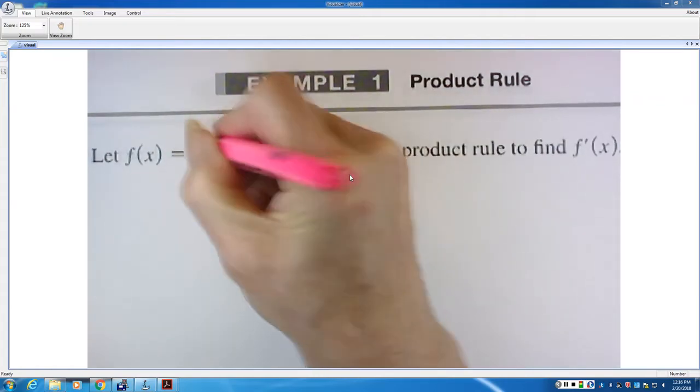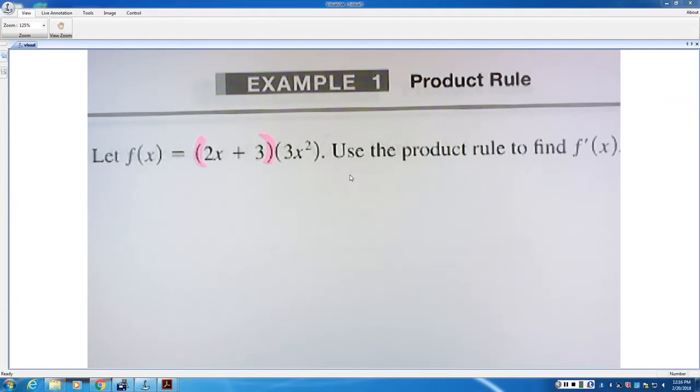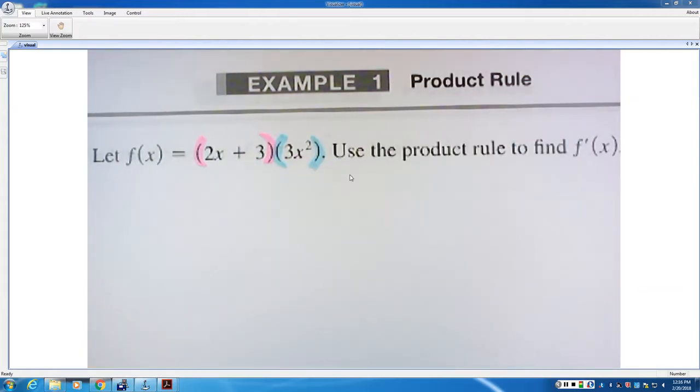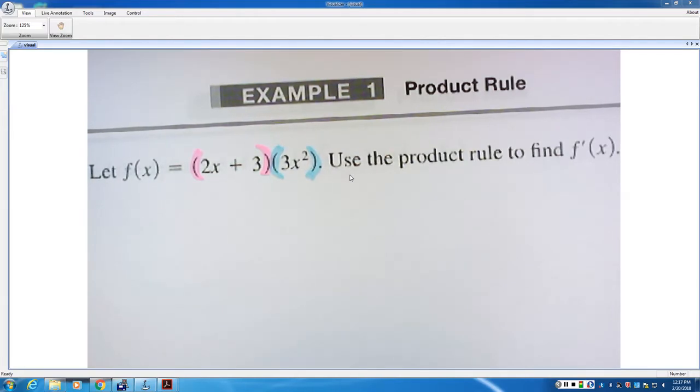It is the product of factor number 1, which is that one, times factor number 2, which is that one. Now you could multiply those out and use the power rule that you already know how to use to get the right answer. You would get the same answer. But the product rule, especially if it's not something as simple as a binomial times a monomial, actually is a lot more efficient and you'll get done a lot quicker.